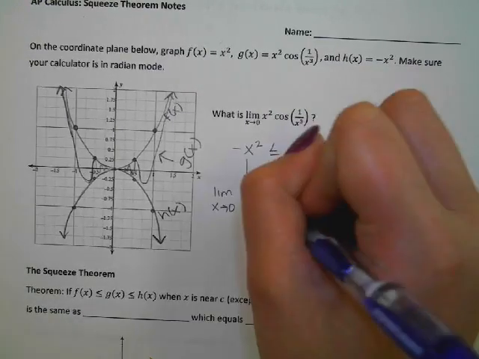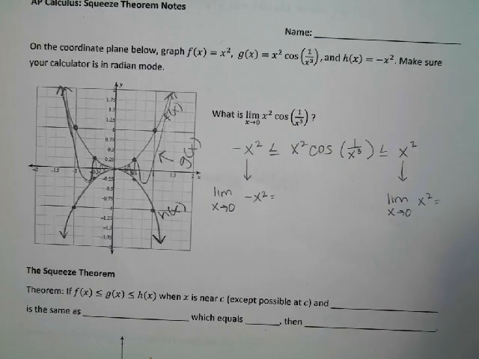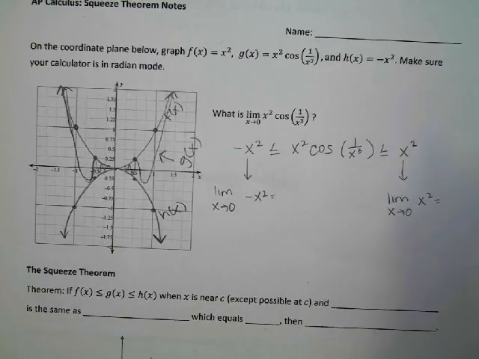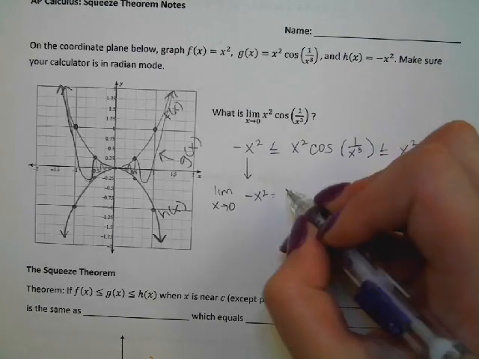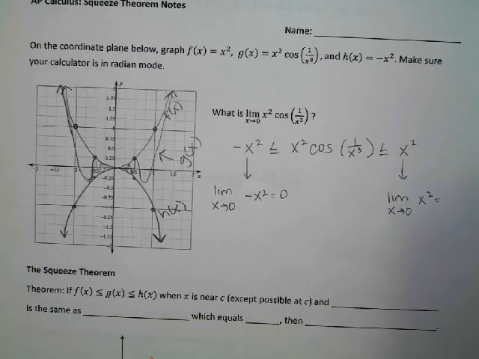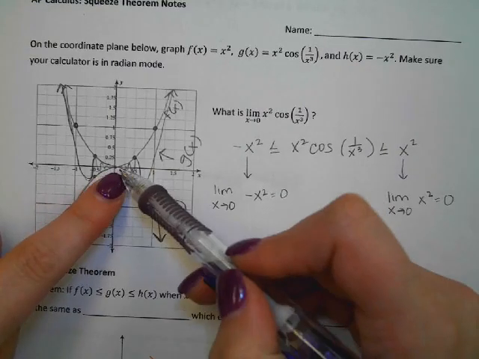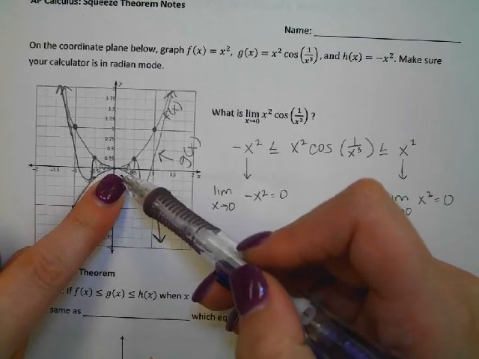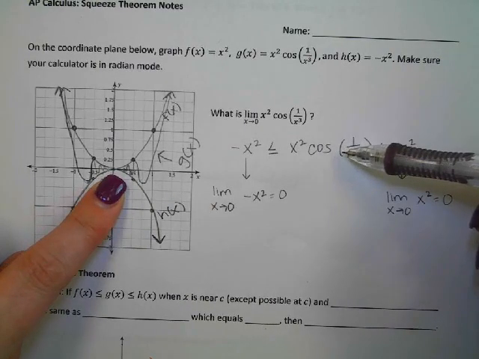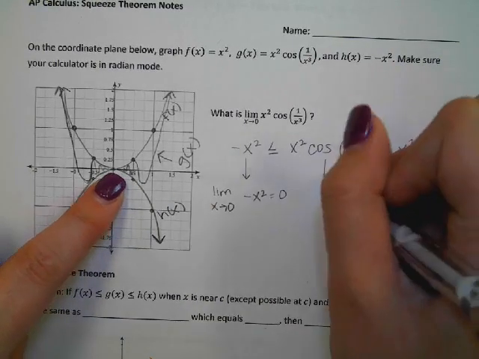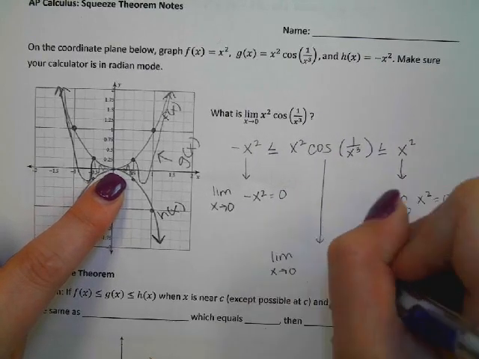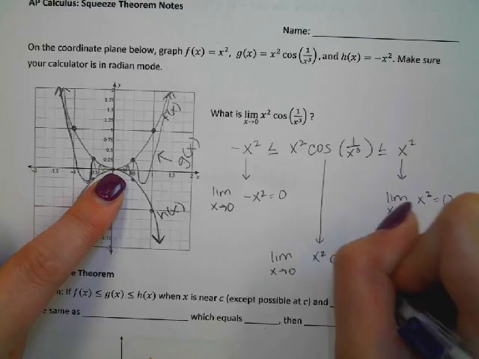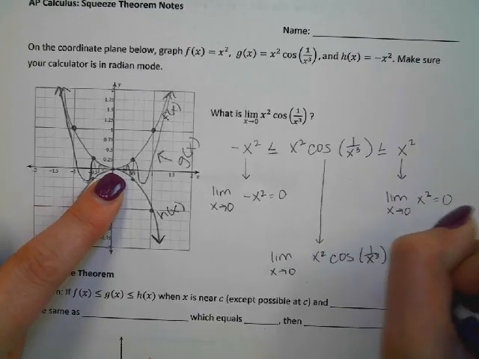If I can evaluate those limits and I get the same number, then I can say, well, this is between them, so it must be that same number as well. So I have no problem plugging 0 into negative x squared. That's just going to be negative 0 squared, which is 0. I can do direct substitution in this one as well. So since they're both approaching 0 at 0, and we squeezed this oscillating curve in between them, then we can make a reasonable conclusion that the limit as x goes to 0 of x squared times cos of 1 over x to the third is also 0.